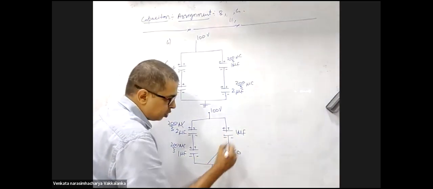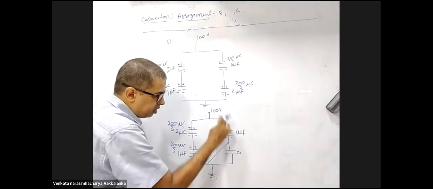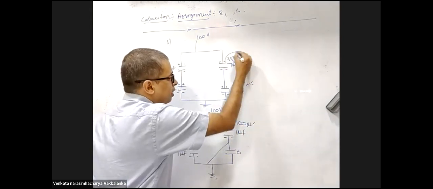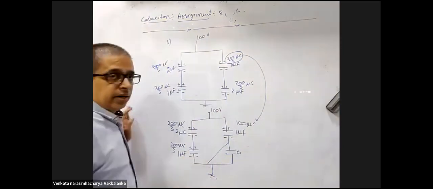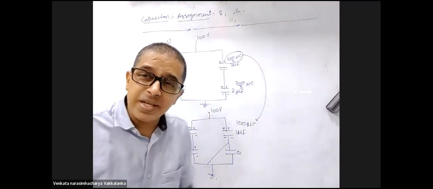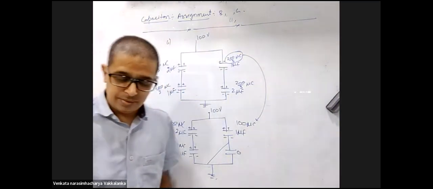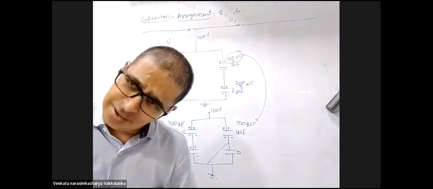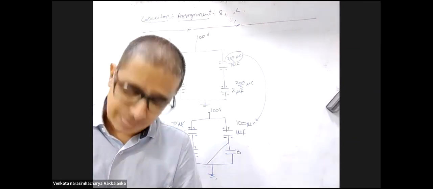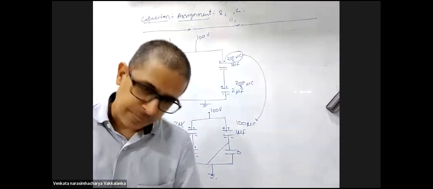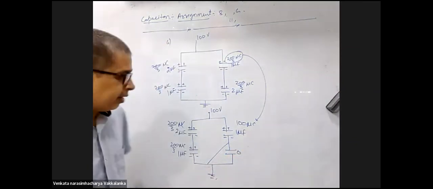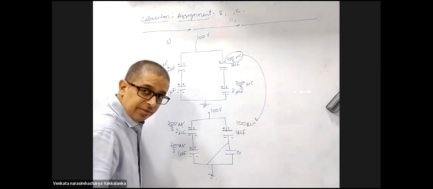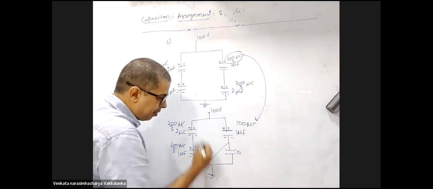Now simple thing, have a look at it. How much will be the charge on this? What is the potential difference across this? 100. This will become 100 microcoulombs. From 200 by 3, it will come down to 100. Yes, sir. 200 by 3 is how much? 66 something. Point 3.66. Right? Now, additional charge came here. Yes, sir.